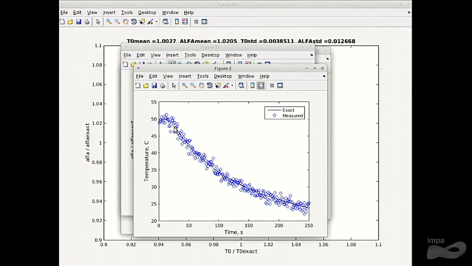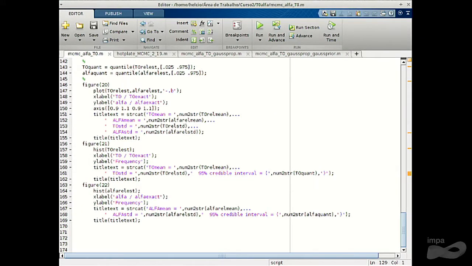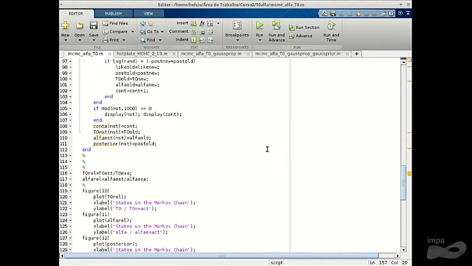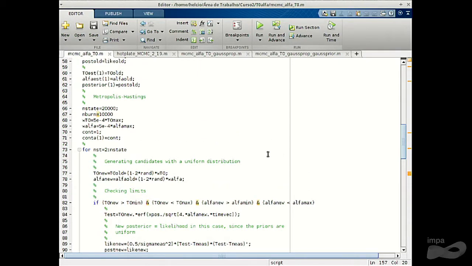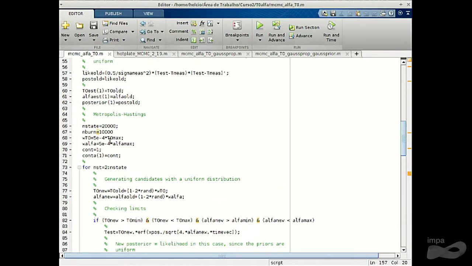So now let's change things a little bit. Let's play a little bit with this step size here. Instead of 5 times 10 to minus 4, let's decrease it. Let's put it here like 5 times 10 to minus 6.